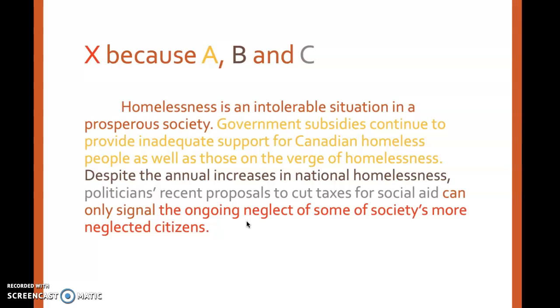Sometimes this is also called A, B, and C, so X, which is also a formula you can use if you want your main thesis point, that big X that you're going to prove, at the end of your introduction.